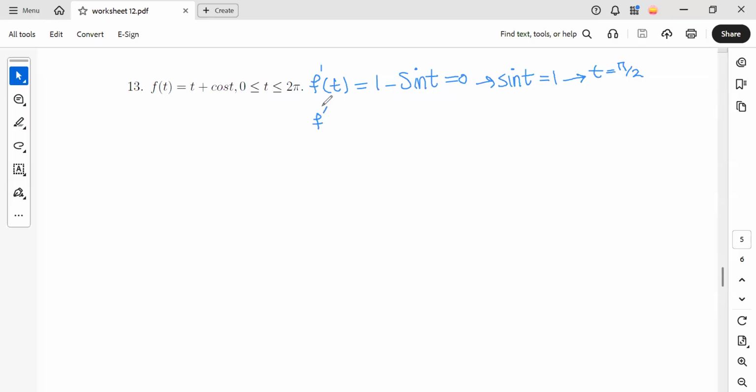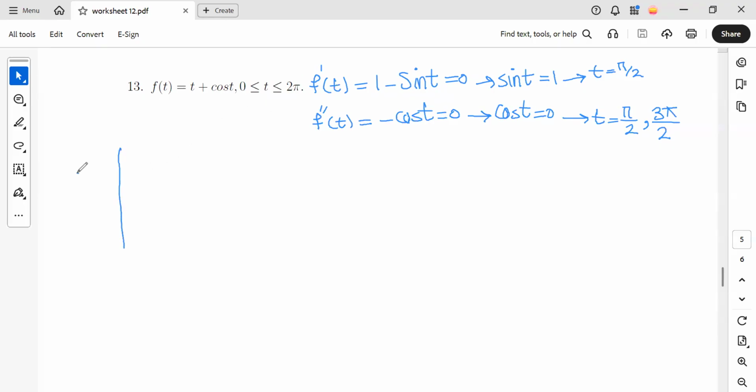For the second derivative, it will be negative cosine of t. And by setting this to 0, we would find out that cosine of t is 0. It means that t is either pi over 2 or 3 pi over 2. And also there may be other points, but they are not between 0 and 2 pi.